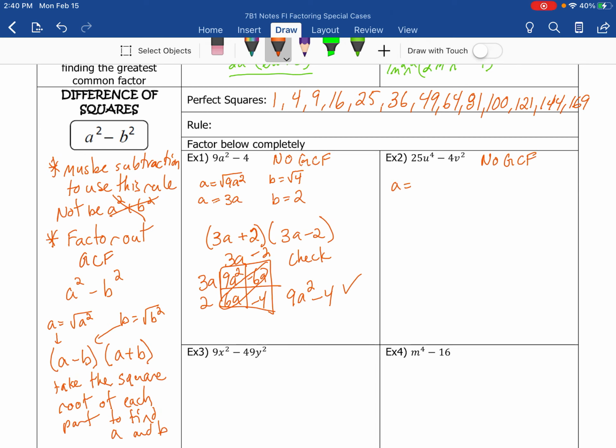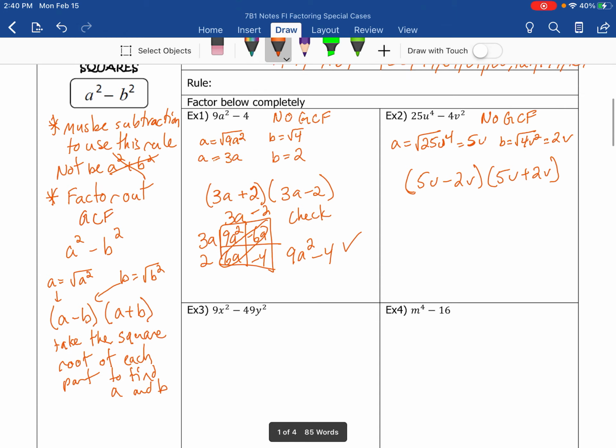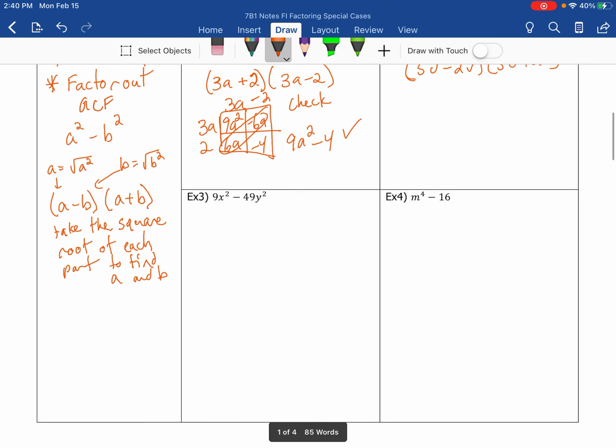Example number 2, again, we have no GCF. So to look for my a term, to use the formula, I take the square root of 25u to the 4th, which is going to be 5u. To find my b term, I take the square root of 4v squared, which is going to be 2v. And so I substitute it in. It's going to be 5u minus 2v times 5u plus 2v. And that's it.